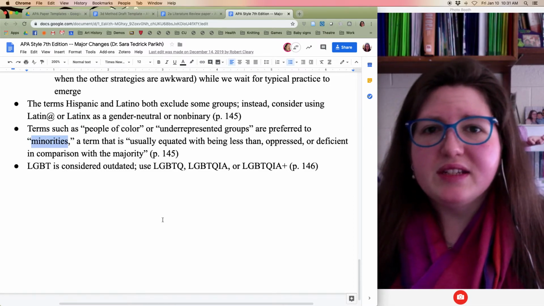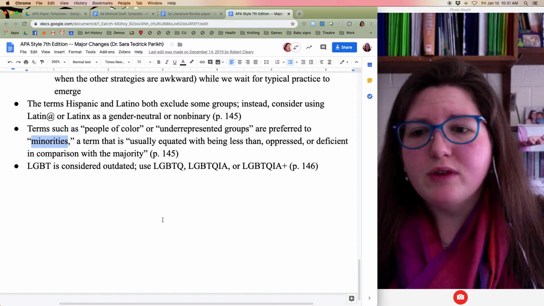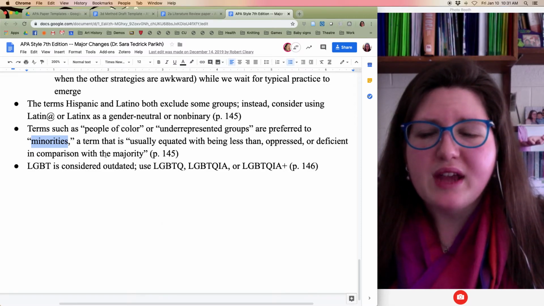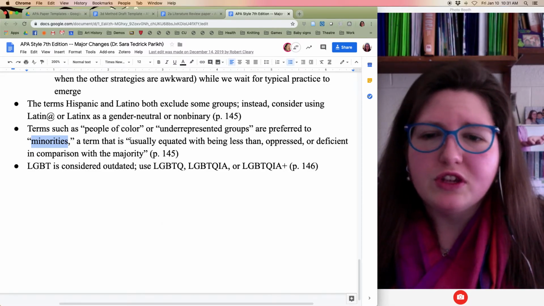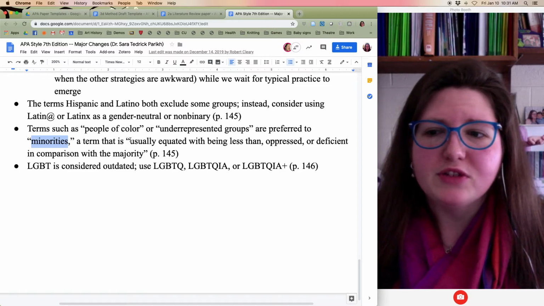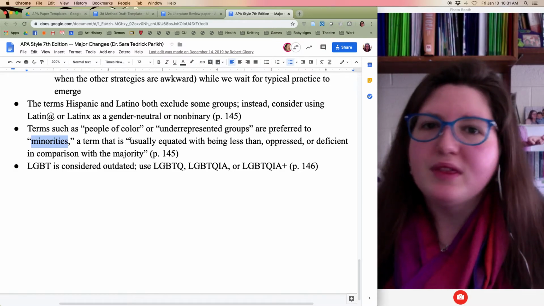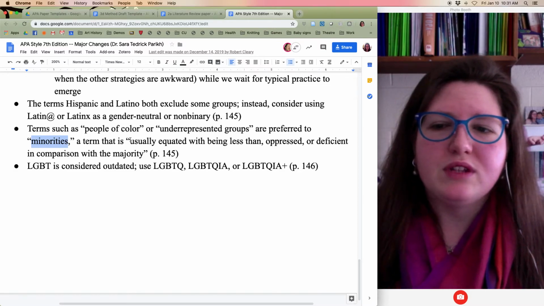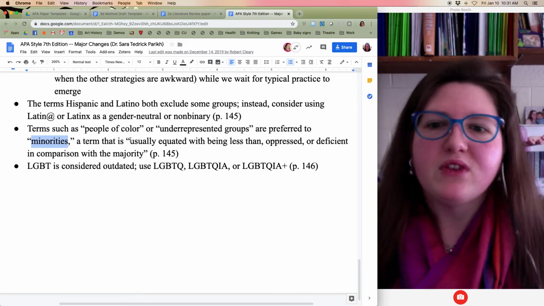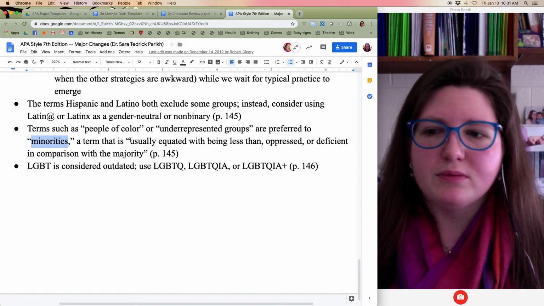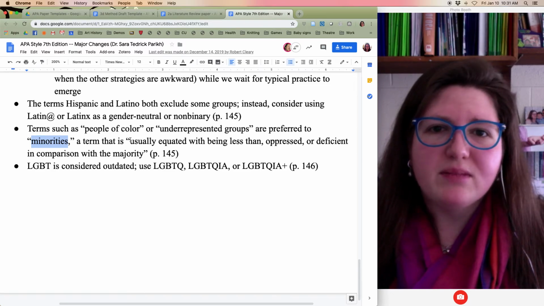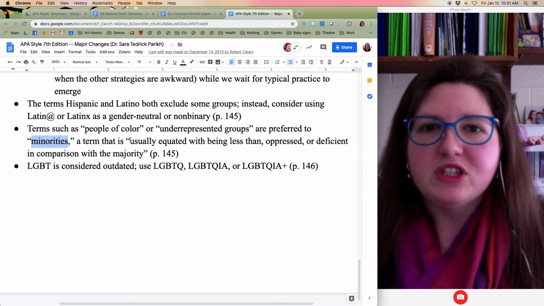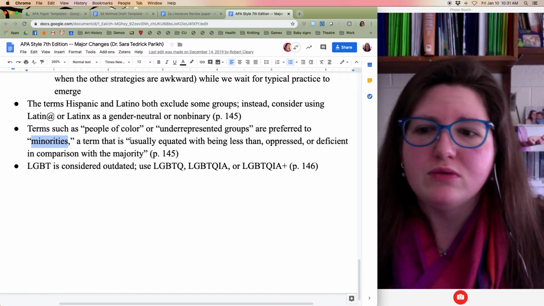APA style says if you're writing about a group, try to avoid the term minorities, and I'll read the way they word it. It's usually equated with being less than, oppressed, or deficient in comparison with the majority. So use more neutral terms like people of color or underrepresented groups. And in each of these places, when they say avoid this term, they tell you which terms to use instead.